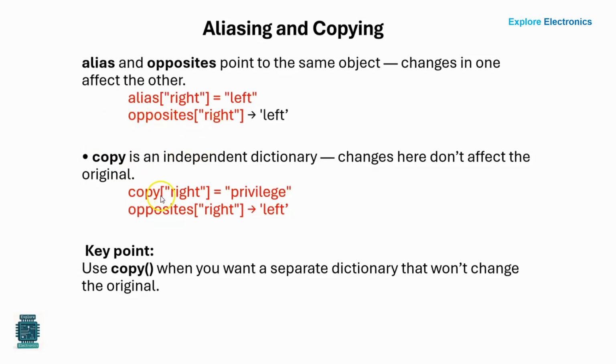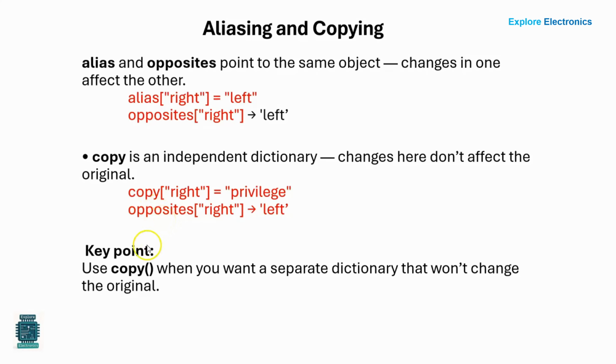Let us see an example. copy of right is equal to privilege. I'm changing it here. copy of right is equal to privilege. But when I access the opposite of right, it will give left only. Got it? If I change the copy, it doesn't affect the original.